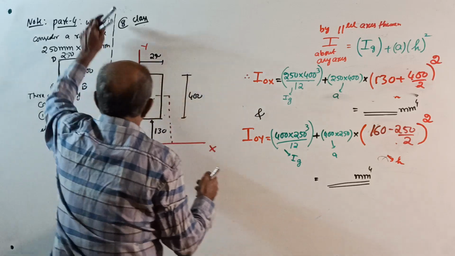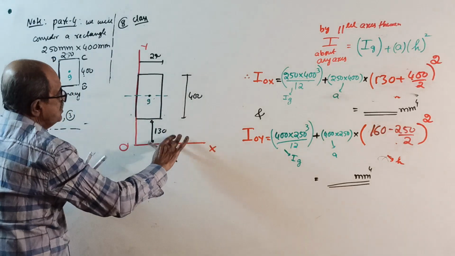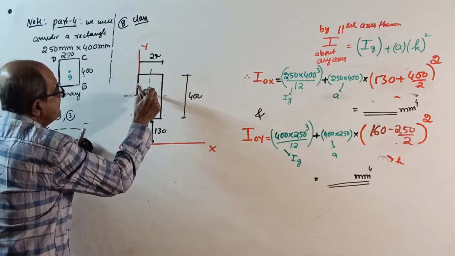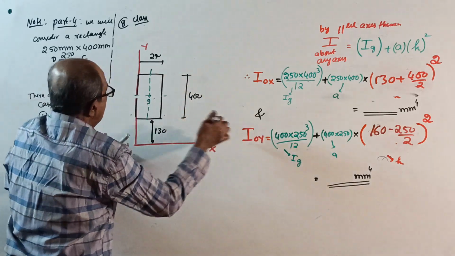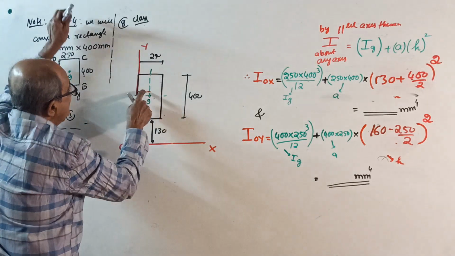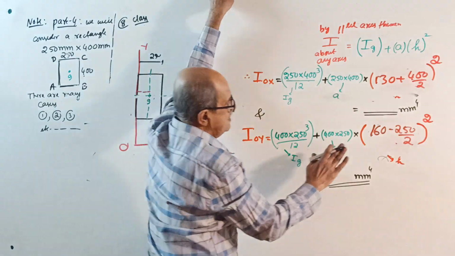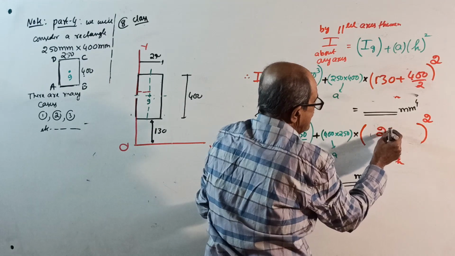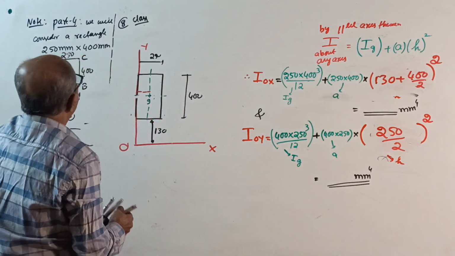Okay. Now I about the OY axis. First, remove this one. I about its own centroid axis, this axis: 400 into 250 cube by 12 plus area into, now you require this distance square. That distance is 250 by 2 directly. 250 by 2 whole square. Over. You get IYY.